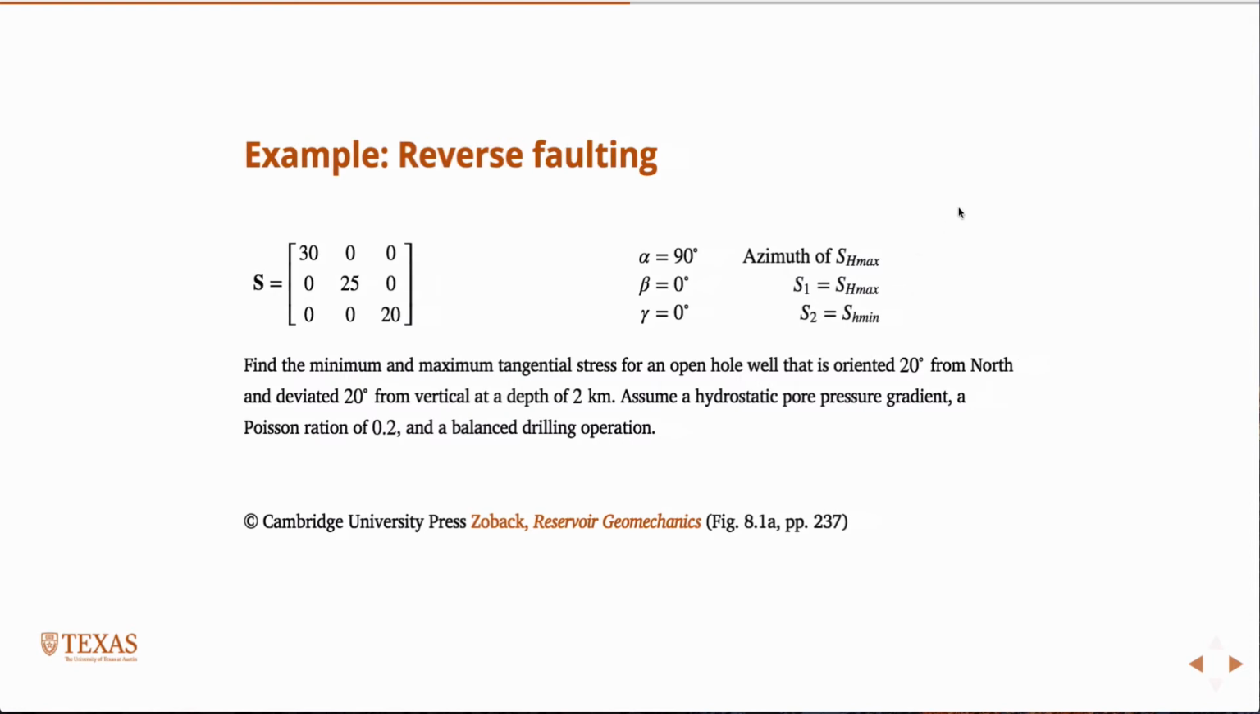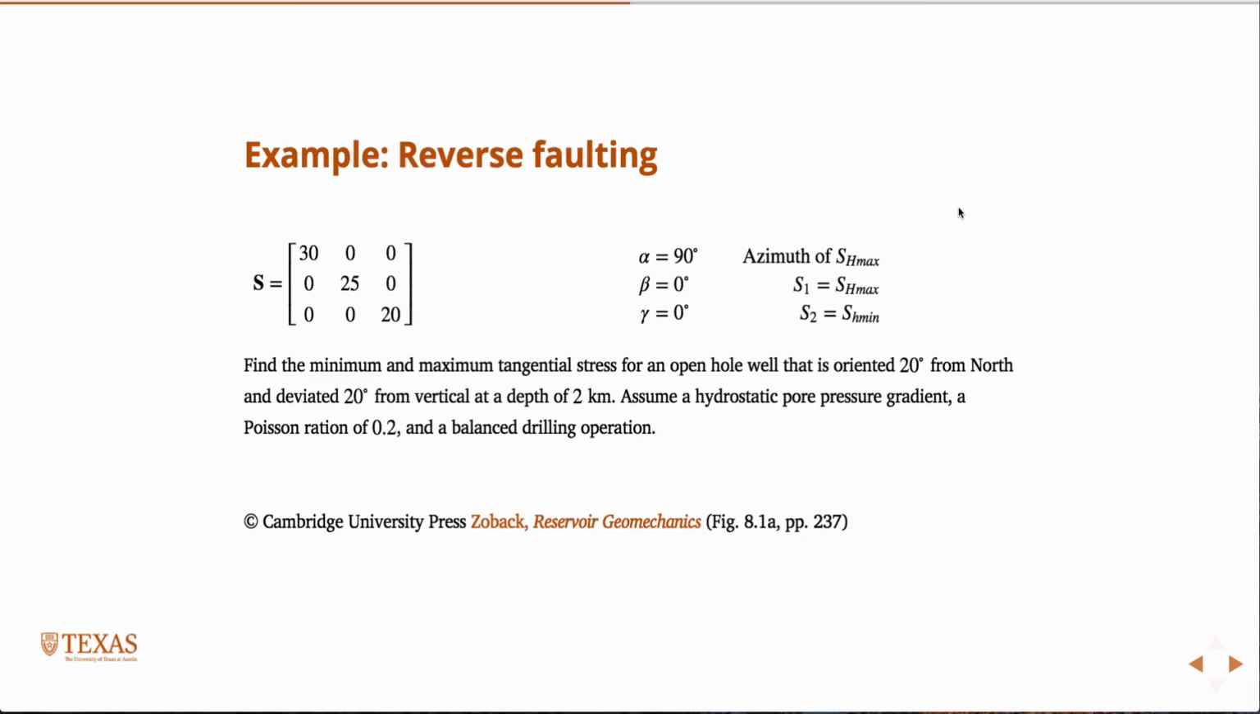Okay, so let's look at an example. In this case, I'm just giving you everything, right? The principal stresses are there, the angles are there, and we're saying a well that's oriented 20 degrees from north, so that means that delta is 20 degrees, and deviated 20 degrees from vertical. That means that phi is 20 degrees at a depth of 2 kilometers, assume a hydrostatic pore pressure gradient.